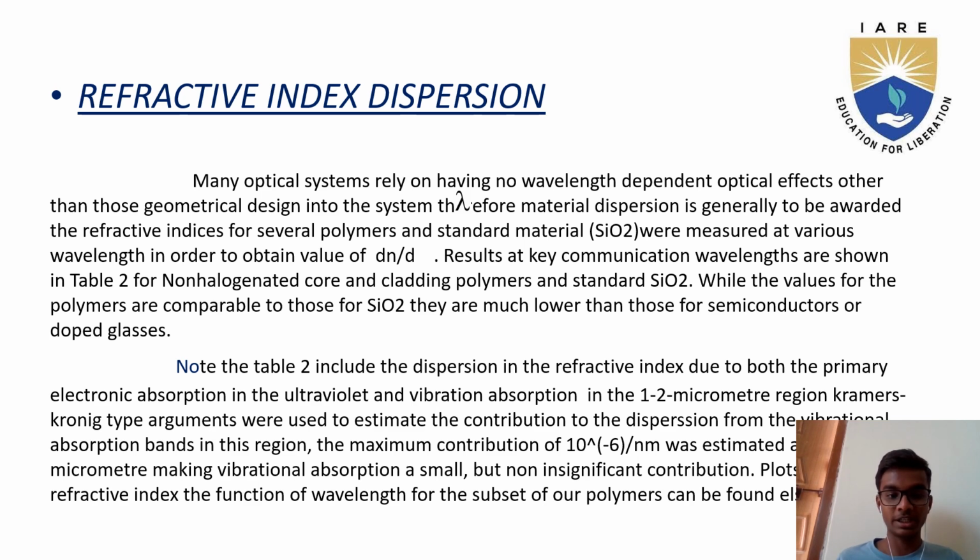The refractive indices of several polymers and standard materials like silicon dioxide are measured at various wavelengths in order to obtain the value of dn by d lambda. Lambda is the wavelength of the light. Results at key communication wavelengths are shown in Table 2 for non-halogenated core and cladding polymers and the standard SiO2.